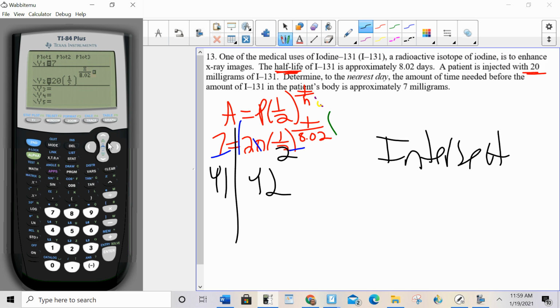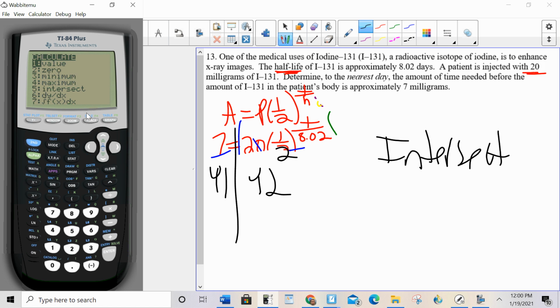Now, I'm not going to do zoom fit on this one because the numbers aren't crazy. I have 7, I have 20. I might need to adjust my window, but I'll start with zoom 6. And yeah, it's alright. I feel like I need to see more of the top and more of the right. So I'm going to make my y max 20 and my x max 20. And let's see if that gives me a better picture. Looks good.